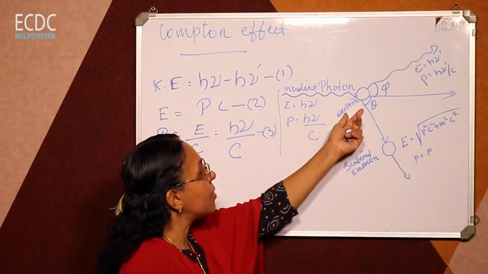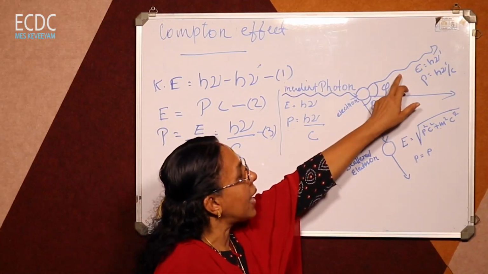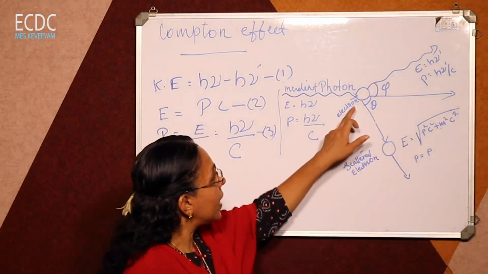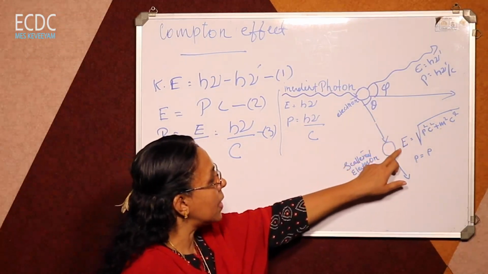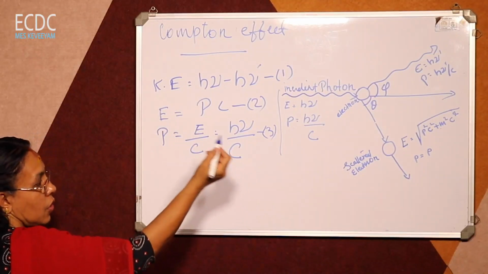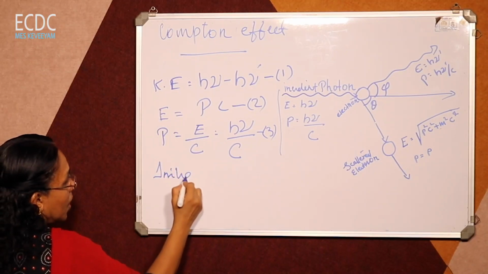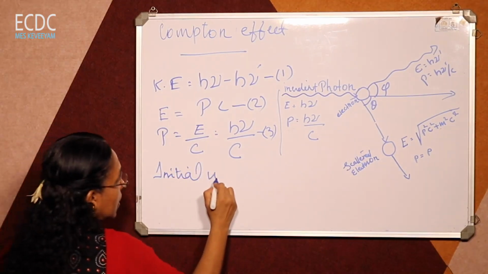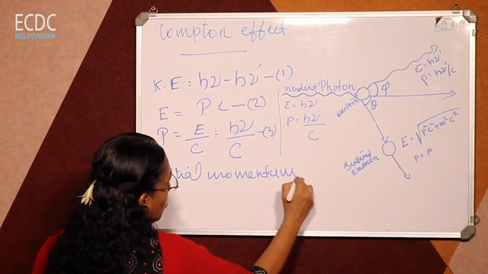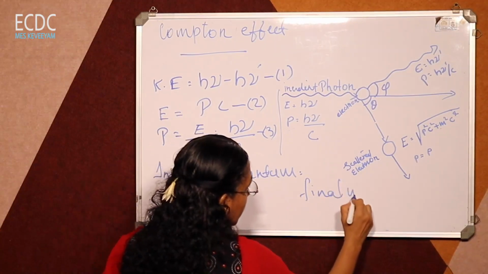Here the electron is at rest, so there is no momentum for the electron, and here the photon is scattered, and this is the energy and this is the momentum, and again this electron is scattered and this is the energy and this is the momentum. So we can write that because of the elastic collision, momentum before collision is equal to momentum after collision. So initial momentum is equal to final momentum.